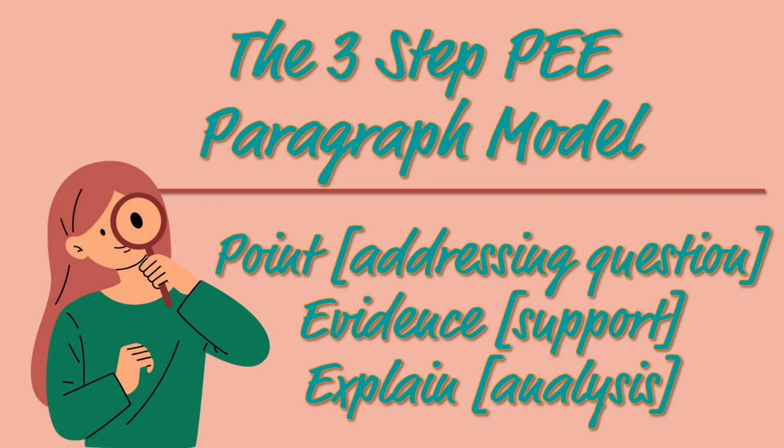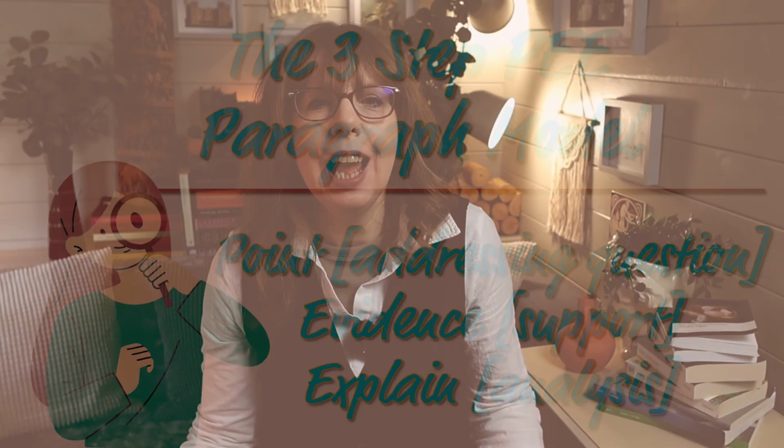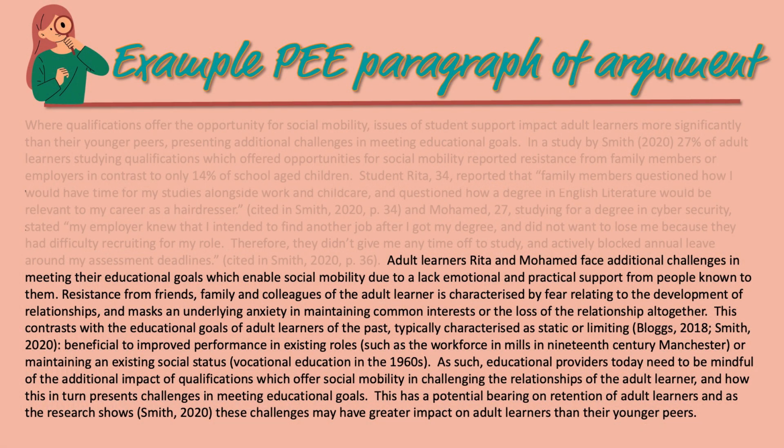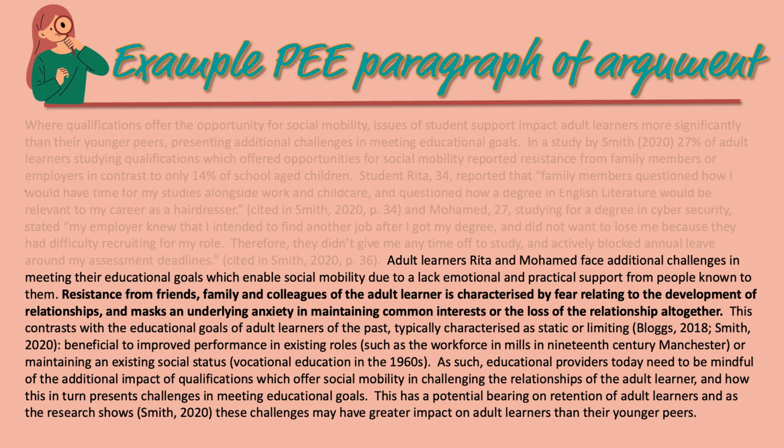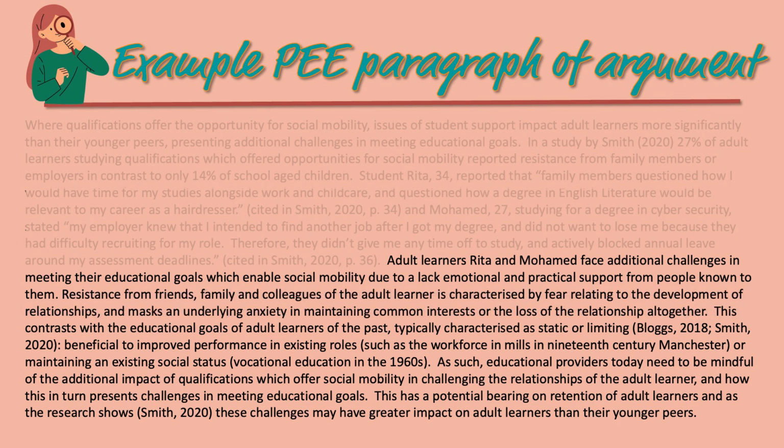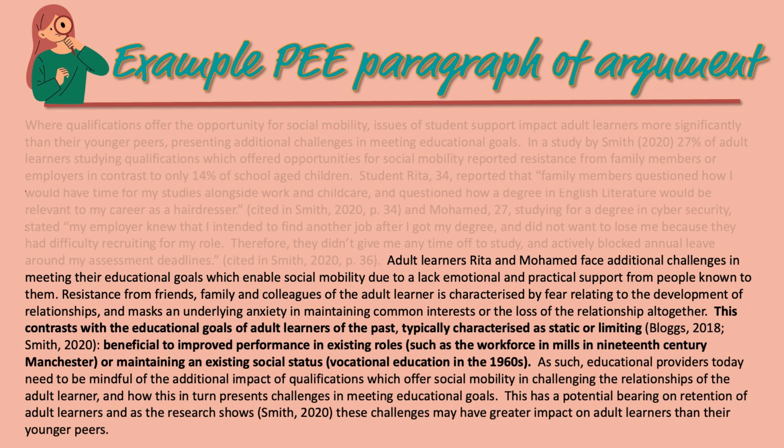The remaining part of the paragraph offers an explanation or analysis of the evidence and how it relates to the point of argument. It clarifies how the evidence is interpreted. It considers what the quotations show us in terms of the reasons why adult learners face issues of student support. In this instance, family, friends and colleagues fearing a change in the relationship with the adult learner. It also compares this with the educational goals of adult learners in the past and draws a distinction in noting the significance of studying for qualifications which enable social mobility.